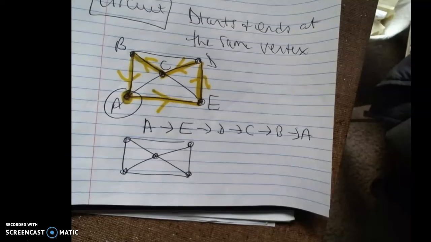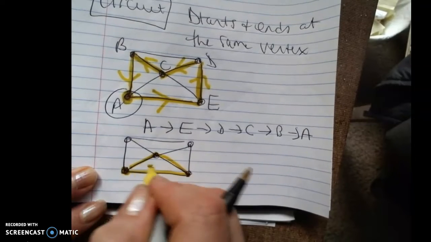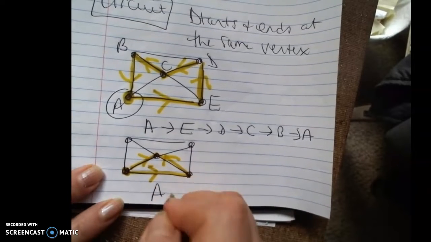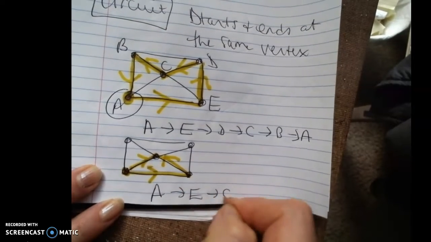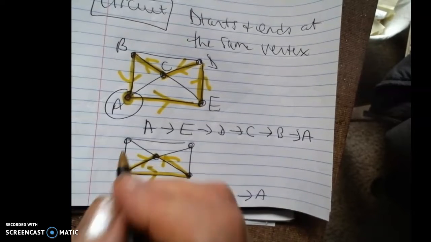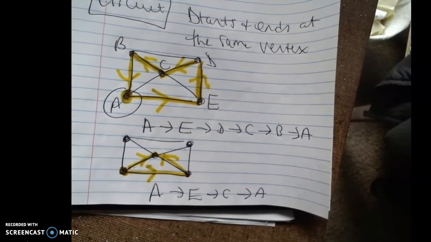I could do another circuit that doesn't get a special name. Maybe I just want to get back. Maybe I just go from A, right there. Still a circuit. I start at A, then I go to E, then I go to C and back to A. So I start at A and I end at A, but it's not a special circuit, okay? And so what makes these things special is if you touch certain things. That's what's going to make it special.